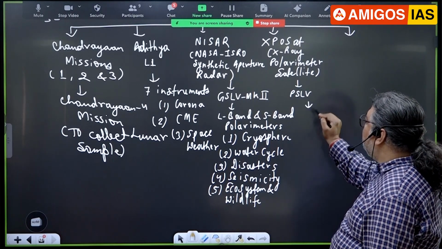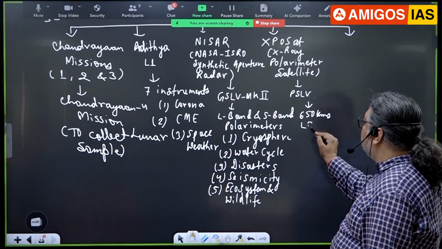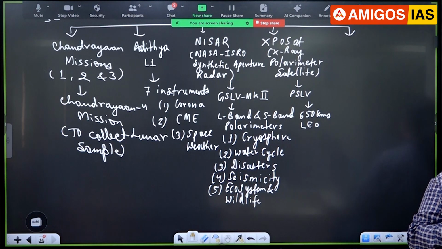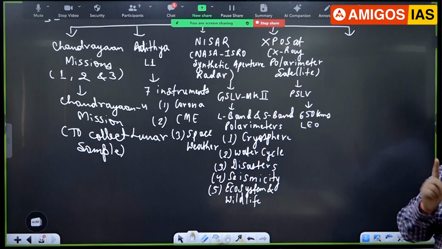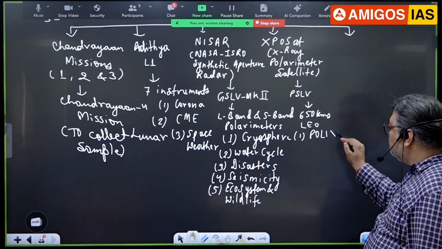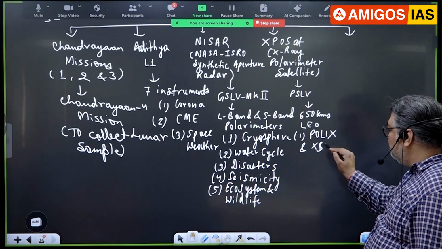And what is very important here? 650 kilometer low Earth orbit. We are placing it in a 650 kilometer low Earth orbit, where the XPoSat is working. And what is very important here? It has got POLIX and XSPECT.